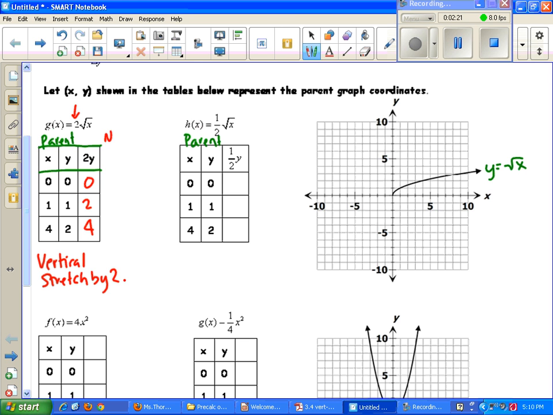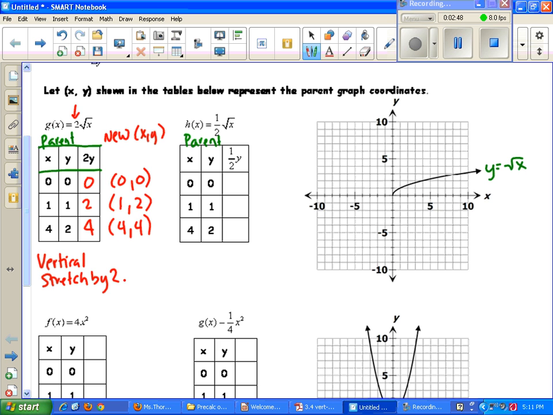The new coordinates are going to be 0 for x from our original parent graph, because we didn't change our x values, and our new y coordinate 0. Then we have 1, 2, and then 4, 4. So that's one way to look at this, and then I can plot those points. Or I can just go ahead and look at my graph.